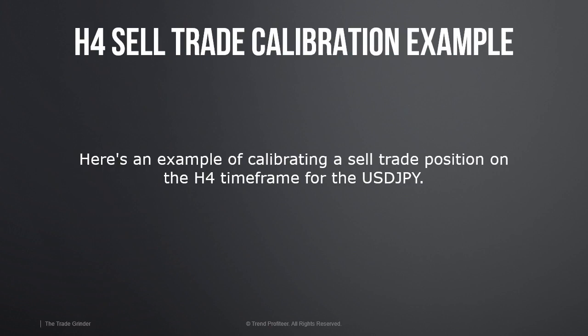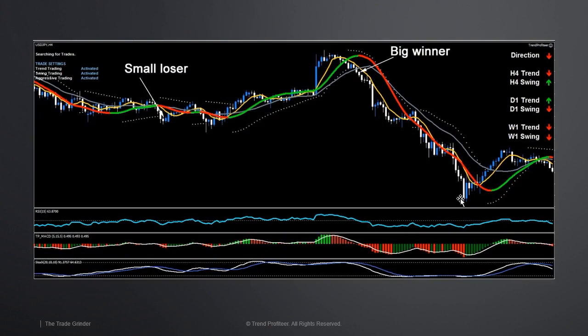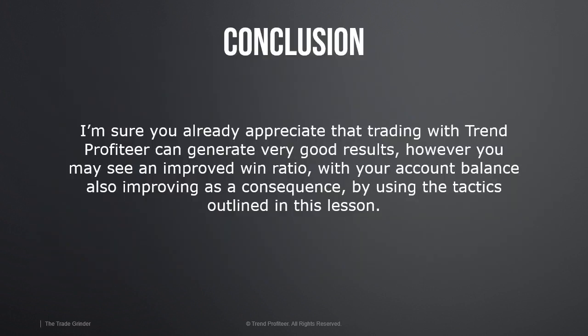Here's an example of calibrating a sell trade on the 4 hour on the dollar yen. Here you can see a small loser here. Nothing happened for quite some time, and this is on the 4 hour time frame. So days went by before you got another decent setup to the downside, and it so happened to be a big winner, and that's what you're looking for.